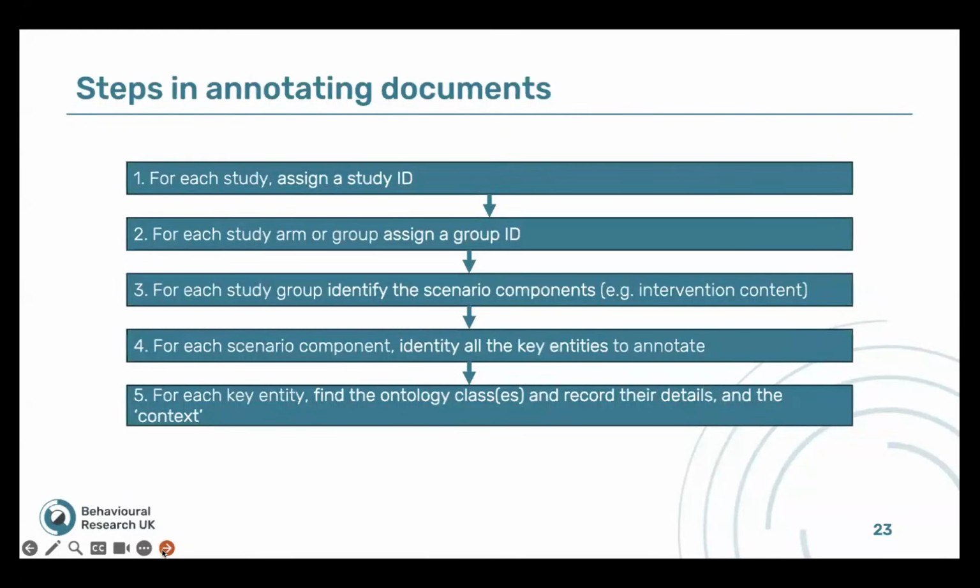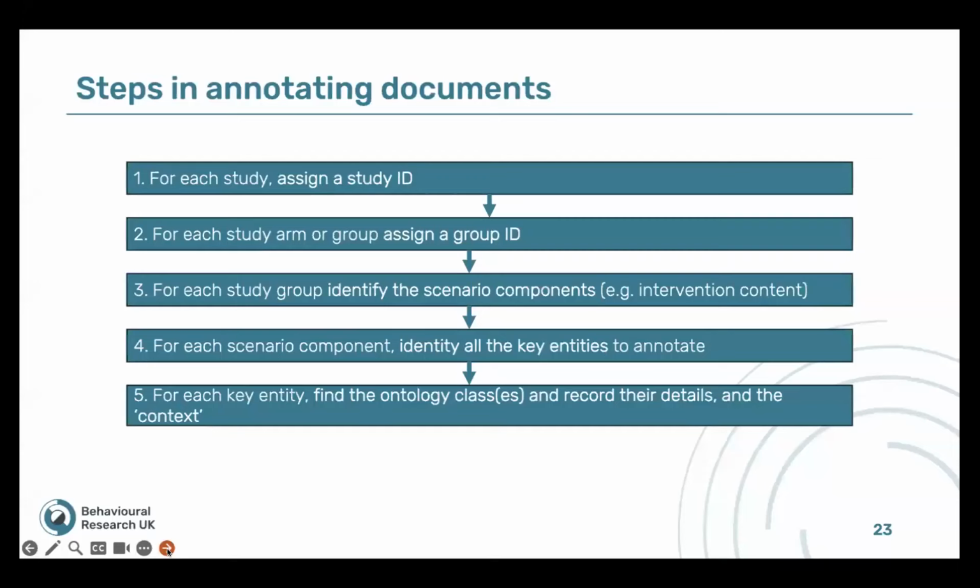But then, crucially, you need to create another ID for a group within the study. If it's a randomized trial, that would be a study arm, for example. But it might not be. And even if there's only one group, you'll almost certainly want to have an ID for that group, just for consistency. Then for each study group or study arm, you've got to identify all the scenario components that you're interested in. For example, intervention content, the study population, the context, all the things that we cover in the ontology.